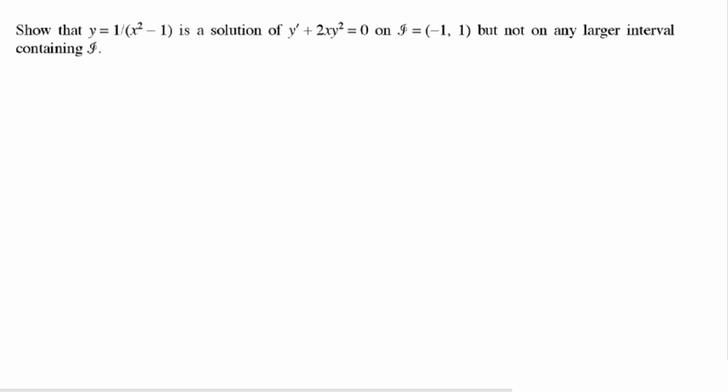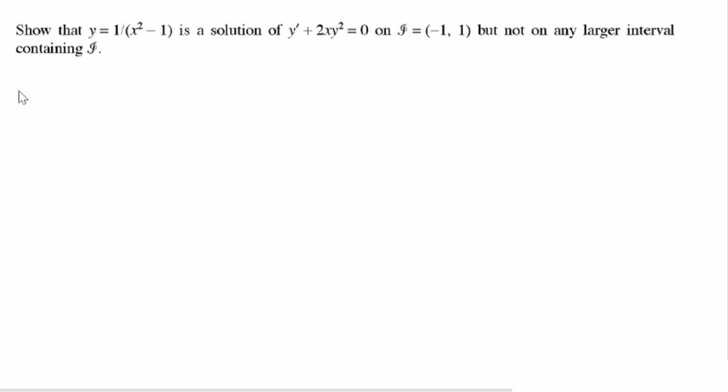Show that y is equal to 1 over x squared minus 1 is a solution of y prime plus 2xy squared is equal to 0 on the interval from negative 1 to 1, but not on any larger interval containing I. So first, we're going to take the derivative of the given equation.